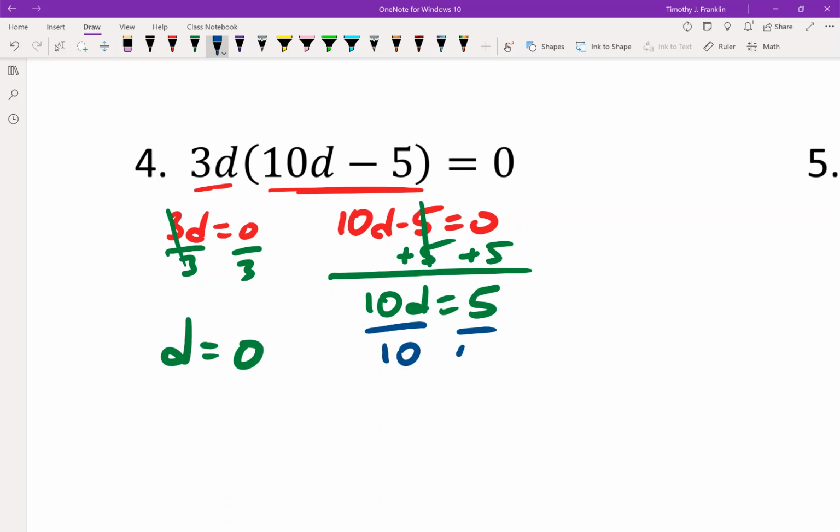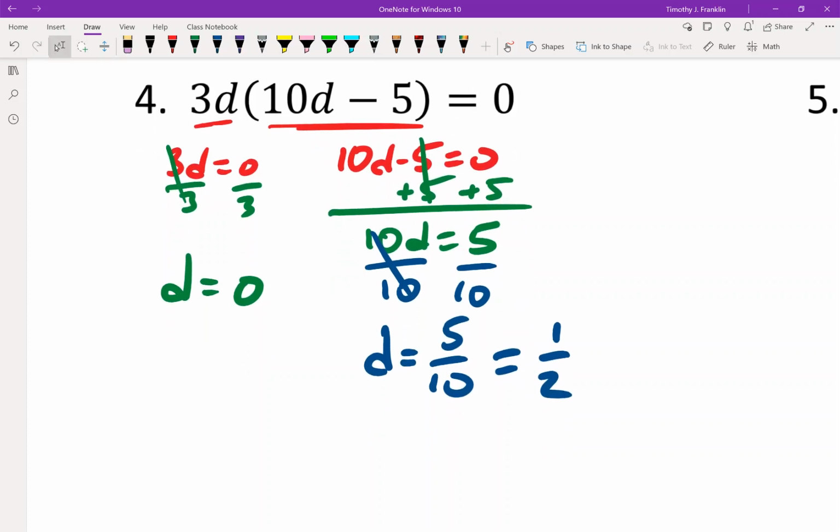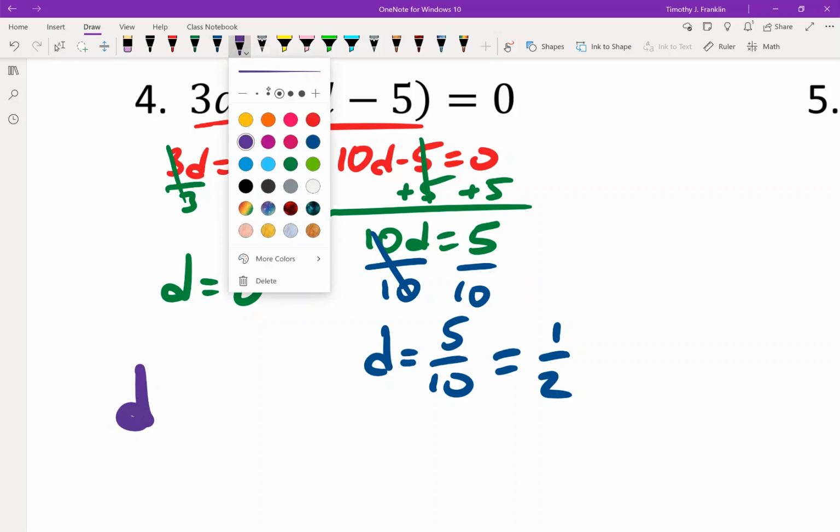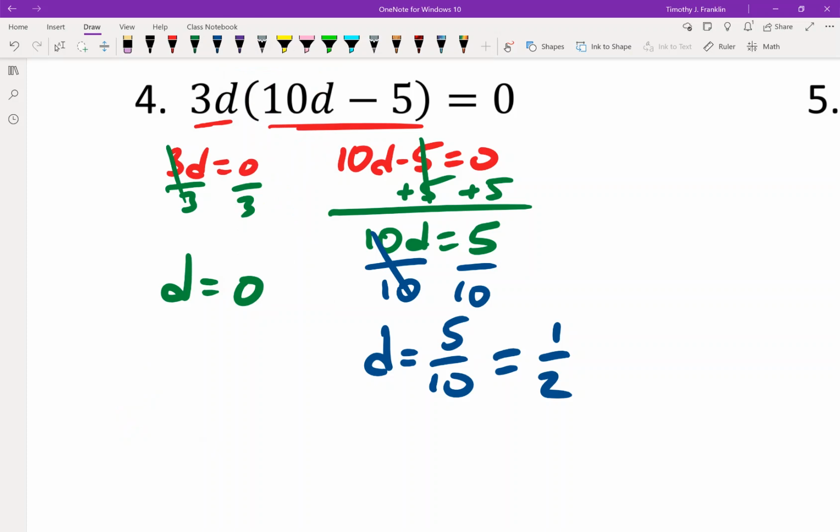Then divide by 10. And here's what I mean when we say we can reduce. We have 5 over 10. That can be reduced to 1/2. Divide them both by 5. 5 over 10 isn't wrong. That's not an incorrect solution. It's just not simplified. If you left 5 over 10, technically it would be correct. But it's always a good habit to reduce fractions if possible. Now, all my pens are cartoonishly large. Okay. So d equals 0 and 1/2 here.